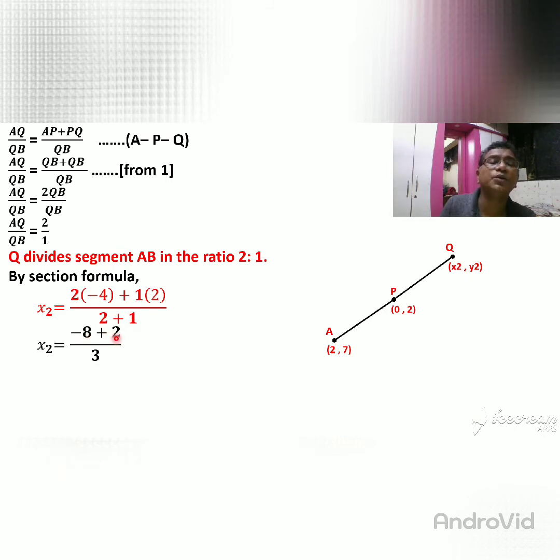8 is negative, 2 is positive, signs are not the same, so subtract. What do you get? Minus 6. So here is minus 6 divided by 3. 3 twos are 6. So x2 is equal to minus 2. So you are getting x2.